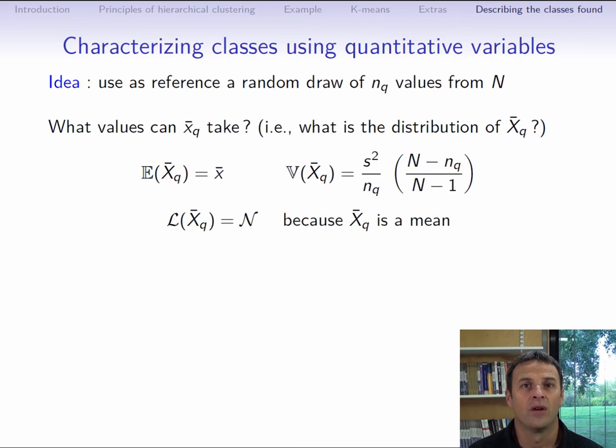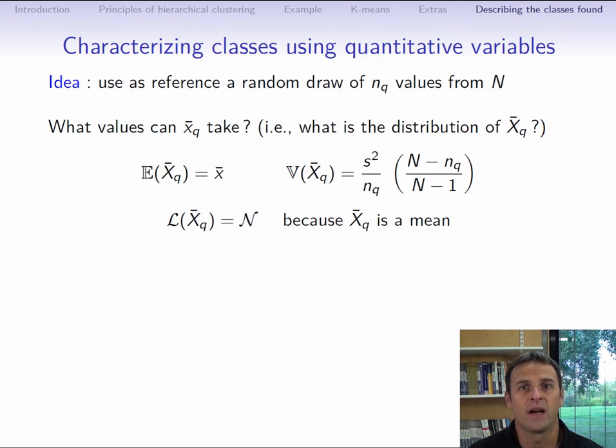Well, the expected value of x bar q, under the hypothesis that these class values were randomly drawn, is simply the population mean value, that is x bar. In order to calculate the variance of x bar q, we have to draw, without replacement, NQ values from within a population of size n. Therefore, it's the variance of the population, here s squared, divided by the number of individuals drawn, NQ. So, because we are dealing with a finite population, there is a correction factor of n minus NQ over n minus 1.